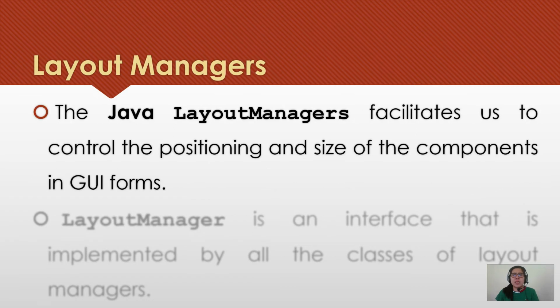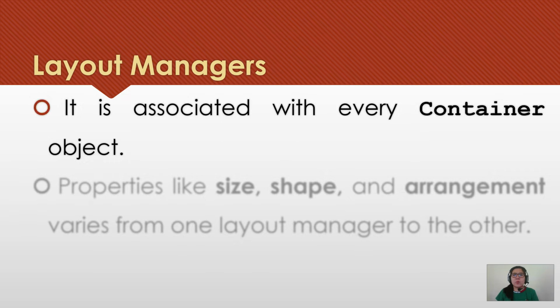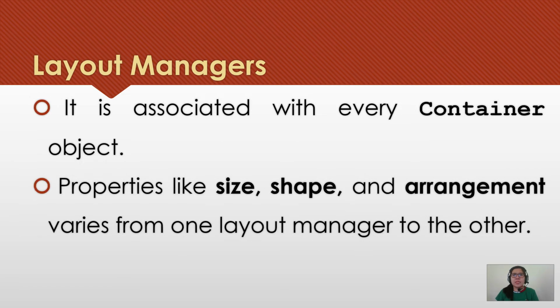Layout managers facilitate us to control the positioning and size of the components. It is an interface that is implemented by all of the classes of layout managers. So, in inserting components into our Java GUI, we need to lay them out using a certain layout manager. It is associated with every container object, and properties like size, shape, and arrangement vary from one layout manager to the other. This means that when the size of the application window changes, the size, shape, and arrangement of the components also change in response, such that the layout managers will adapt to the dimensions of the application window.